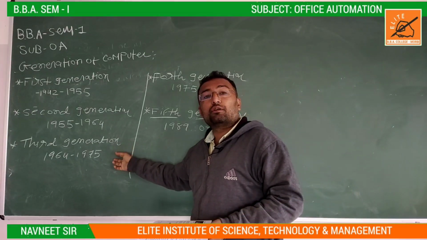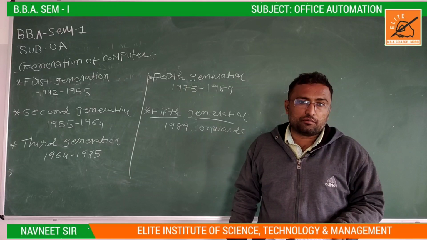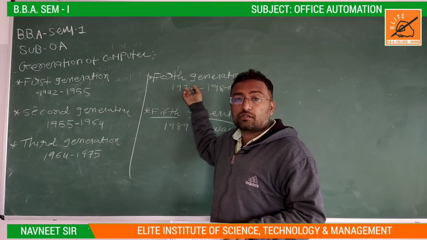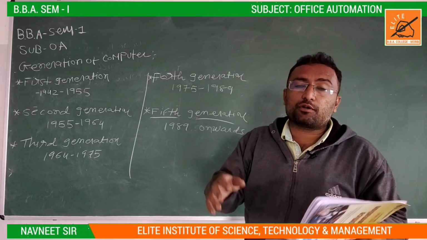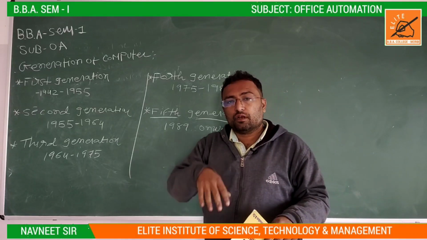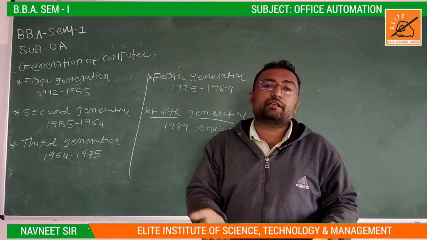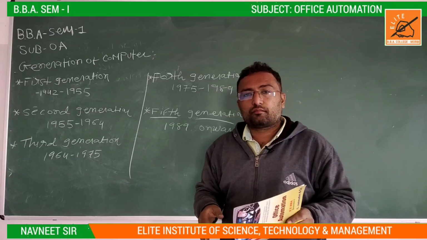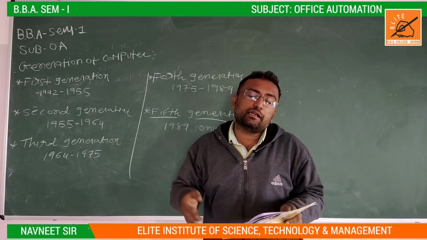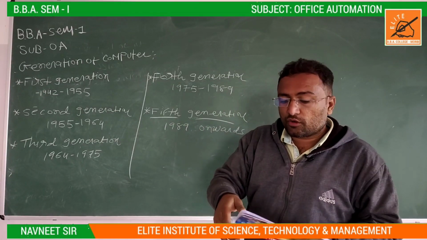In third generation computer, multitasking was not possible. Then fourth generation computer uses the microprocessor. Microprocessor can perform many tasks simultaneously, multiple tasks in a simultaneous way.